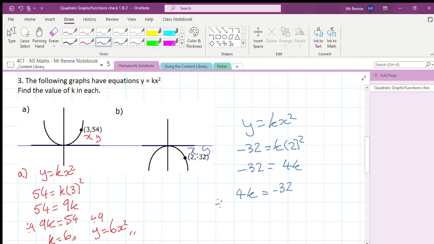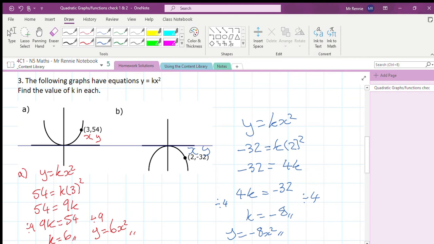Divide both sides by 4. I then get k equals negative 32 divided by 4. That gives me negative 8, which is along the lines of what I was expecting. I was expecting a negative number there. So my answer for my equation was y equals negative 8x squared. That's how we did question 3 there.